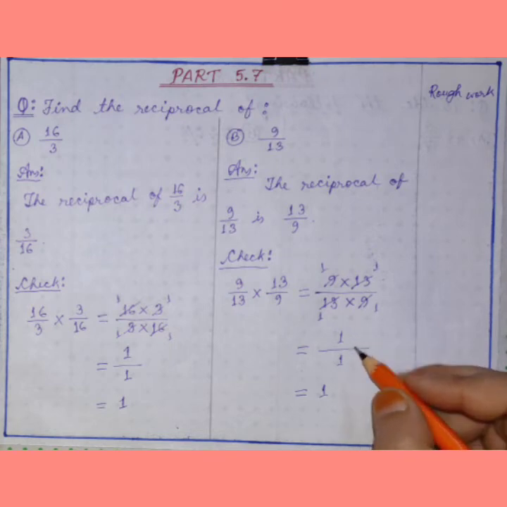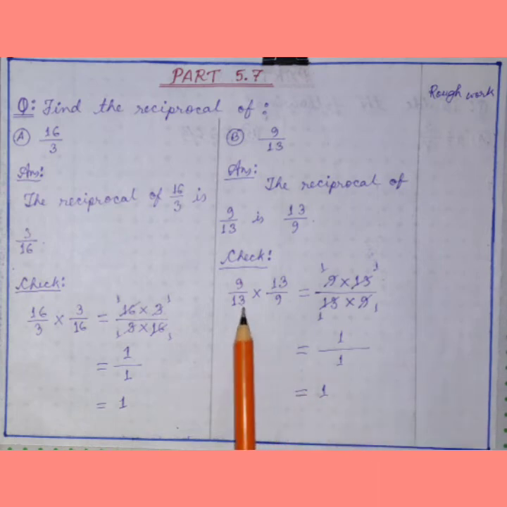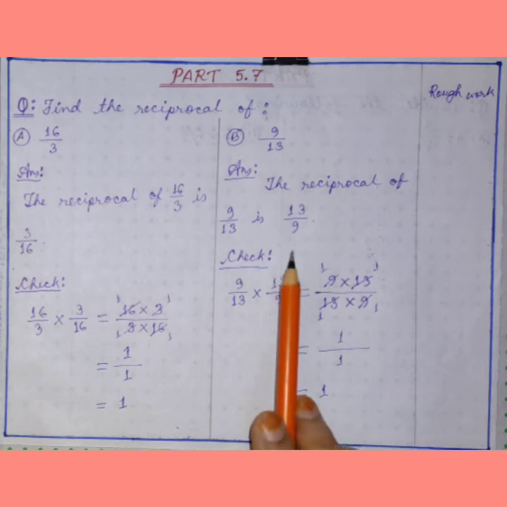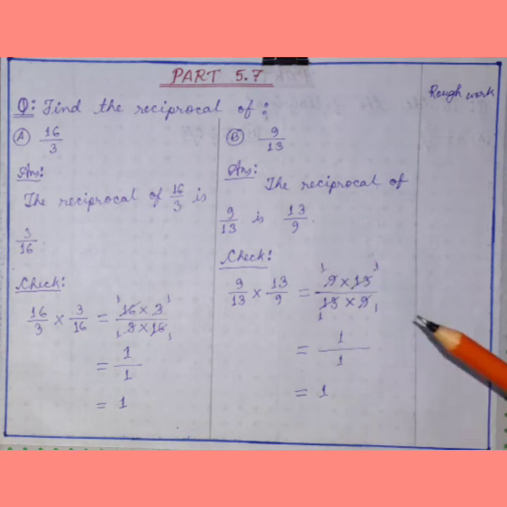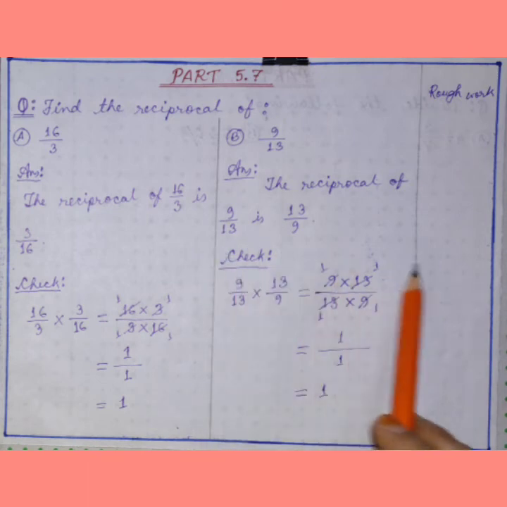Now see here, the product of the given fraction and its reciprocal or multiplicative inverse is 1, right? Which means our answer is correct. Here also there is no need to write this checking part in your classwork copy.